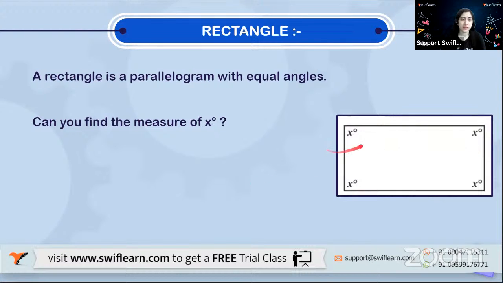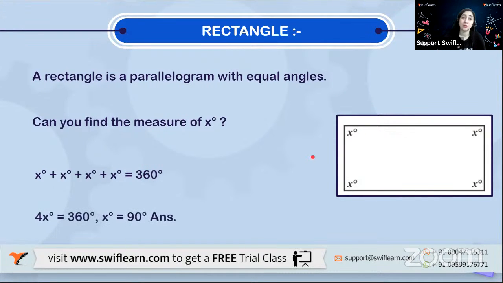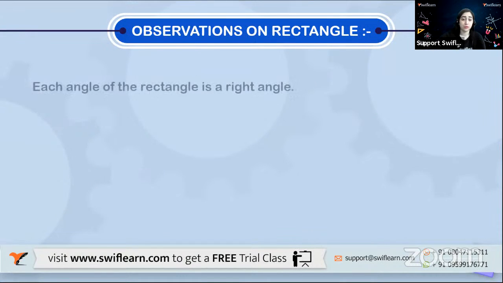So if I ask, can you find the measurement of x? It is pretty easy, right? The sum of all the angles of a parallelogram is equal to 360 degrees. So if there are 4 x's, we add 4x is equal to 360 degrees. That means the value of x is equal to 90 degrees. This is the procedure by which we get to know that all the angles of a rectangle measure 90 degrees.